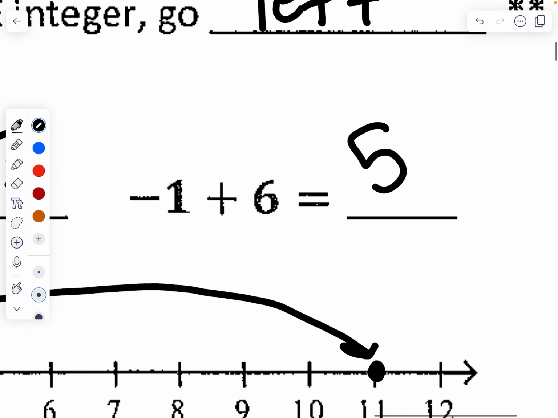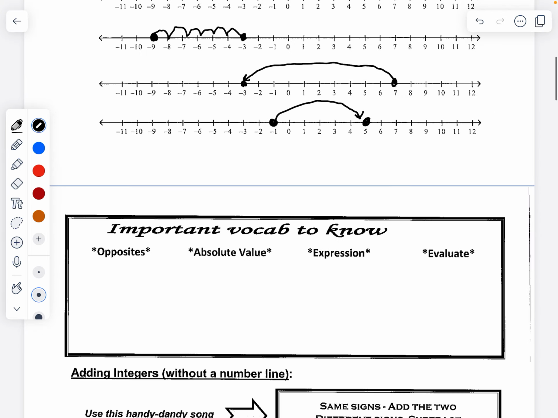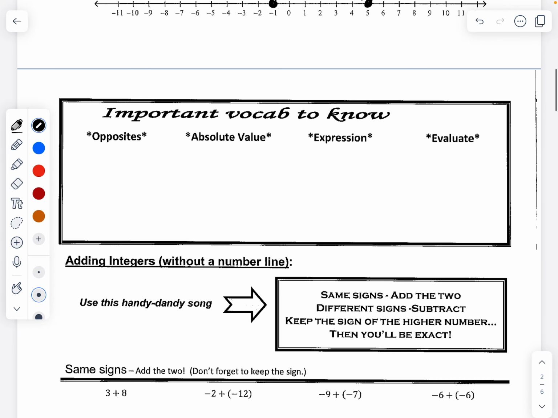Same thing on this last one, different signs, 6 and 1. If you subtract those, you get 5. And then keep the sign of the higher number, the 6 was positive. And we're going to get more practice with that here in a moment.